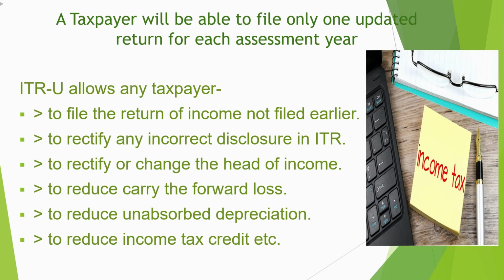If the order is passed by the Commissioner, Appeals, then the Commissioner, Appeals, can rectify the mistake which has been brought to notice by the assessing officer or by the taxpayer. 3. To rectify or change the head of income. The 5 heads are: 1. Income from salary. 2. Income from house property. 3. Profits and gains from business or profession. 4. Income under the head capital gains. 5. Income from other sources.